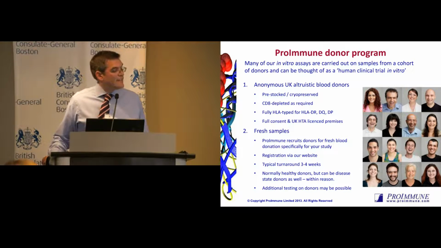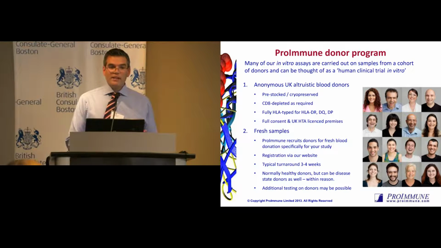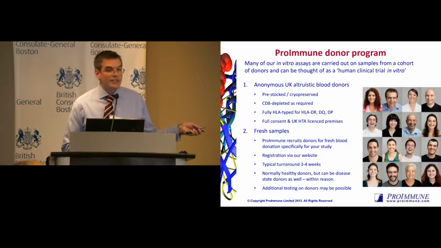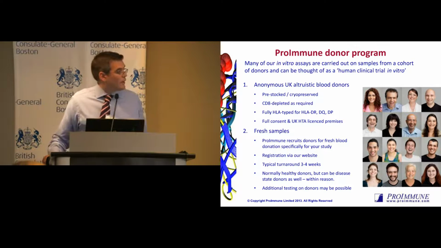But the key thing here is that we're able to use a broad selection from the population. And one of the nice things about looking at a broad selection from the UK population, for example, is that we have a very broad HLA type. And so not only are we looking at HLA-DR, but we also select our donors on the basis of DP and DQ, which are also very important for the overall CD4 T-cell immune response. For the majority of our assays, we also do a bead depletion step for CD8 because we're only interested particularly in looking at the CD4 T-cell responses. And of course, all these samples come with full consent, and we are a UK Human Tissue Act licensed premises, which is required by law.